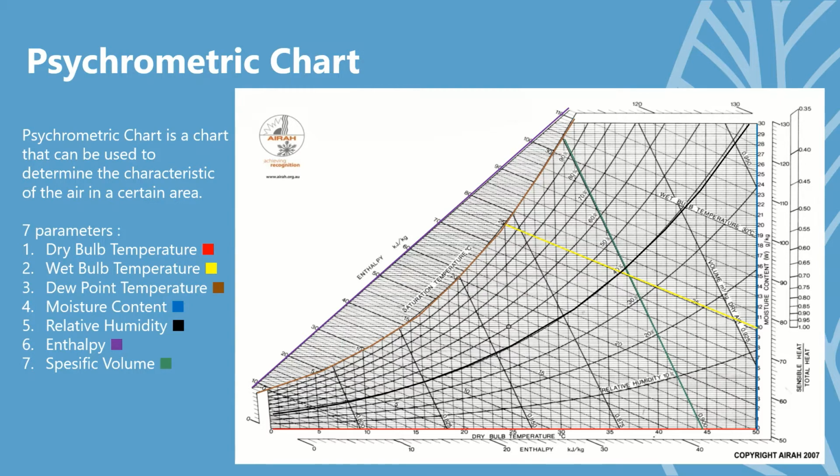Now, moisture content. This parameter is the ratio between the mass of water vapor in gram to the mass of dry air in kilogram. In simple words, this parameter describes how much the amount of the water vapor contained in the air in mass. Now, move on to the 5th parameter, which is relative humidity.